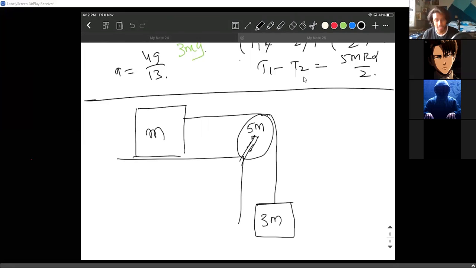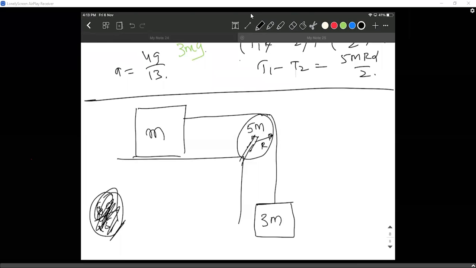And the answer is 6g by 13, I guess. Or is it? Wait a second. Yeah, I think it is. Yeah, it is. I got the answer. So make a quick calculation and let me know. 6g by 13 is the answer. Of course, the radius is R if you want the radius. Come on, guys, do it fast and let me know the answer.